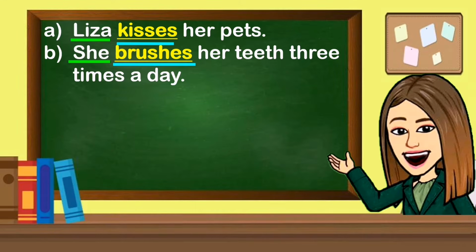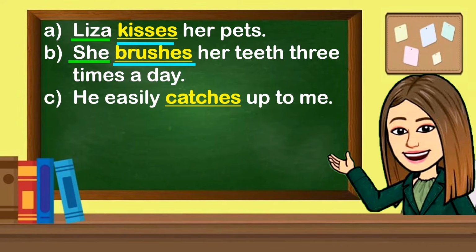Bakit tayo nagdagdag ng es? Dahil ang brush ay nagtatapos sa letter sh, which is brushes. Next example. He easily catches up to me. He is the subject and catches is the action word or the verb in the sentence. So still, we add es to the word catch to form a simple present tense, which is catches.